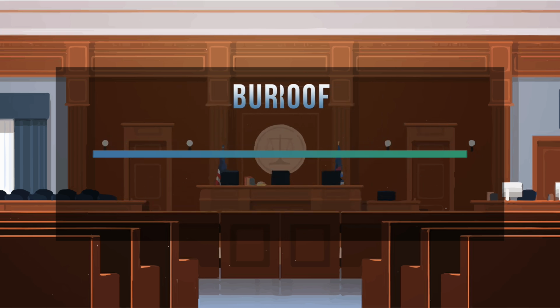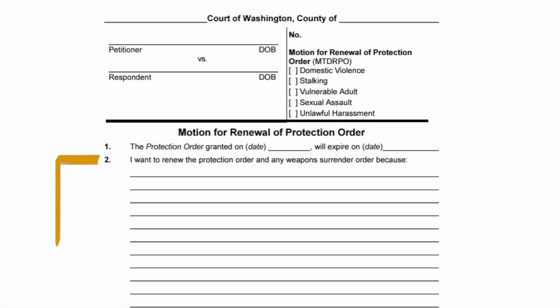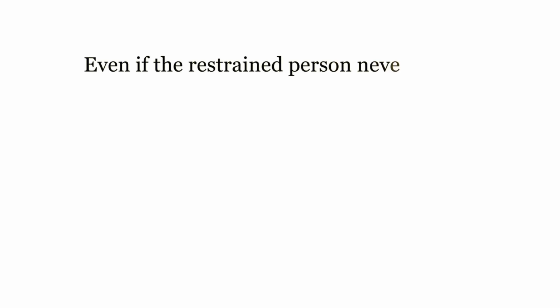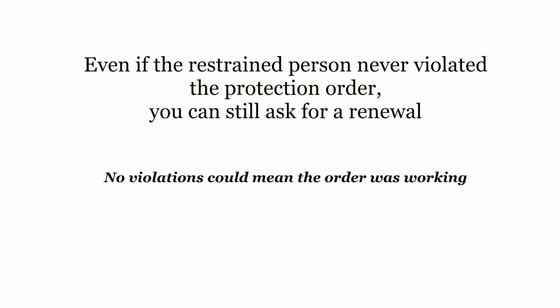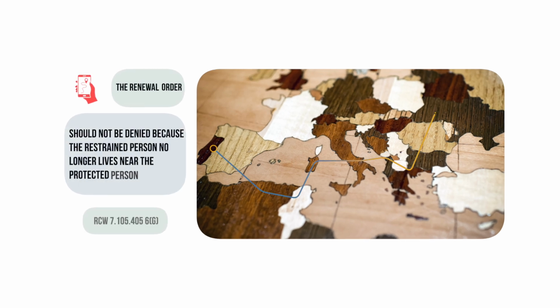In the petition for renewal form, there is a space to write a statement about why you are requesting the renewal, as brief or extensive as that reason may be. It is important you give a reason. Your renewal should not be denied just because a restrained person has never violated the current protection order, and the court also should not deny a renewal just because the parties no longer live near each other.